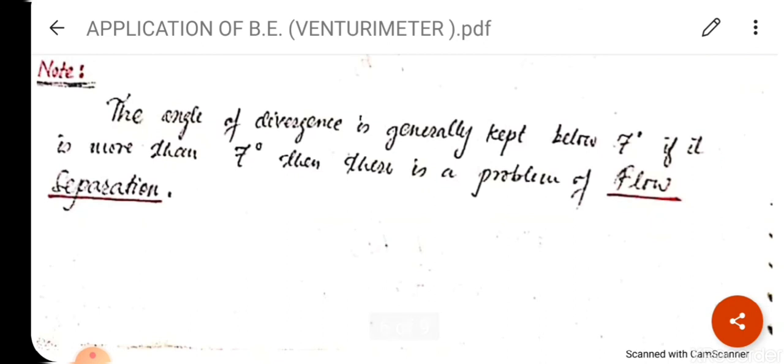Note that this is a very important point: the angle of divergence is generally kept below 7 degrees. If it is more than 7 degrees, then there is a problem of flow separation. What is flow separation? It means the flow will separate, eddies will form, and pitting and other problems will occur in the device, which will affect the device.